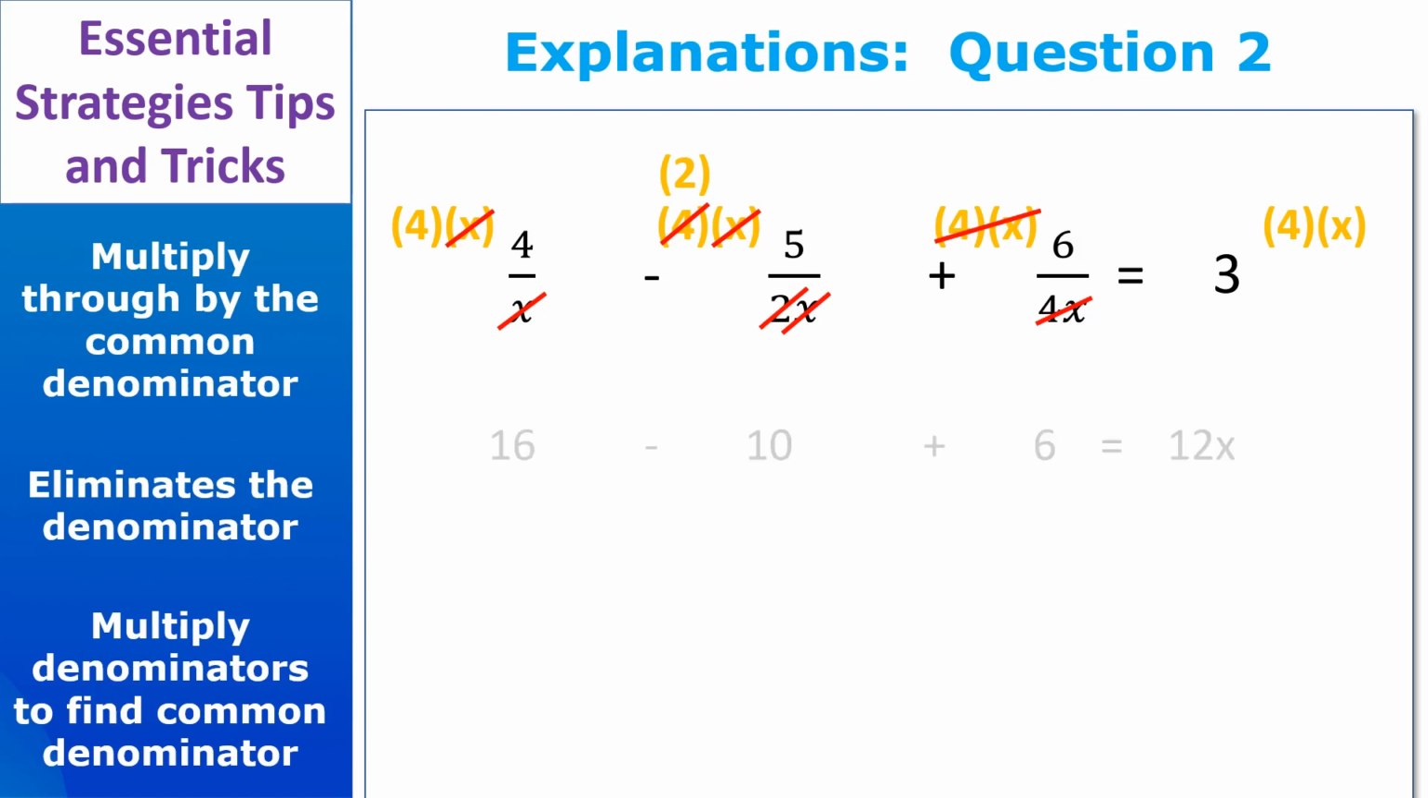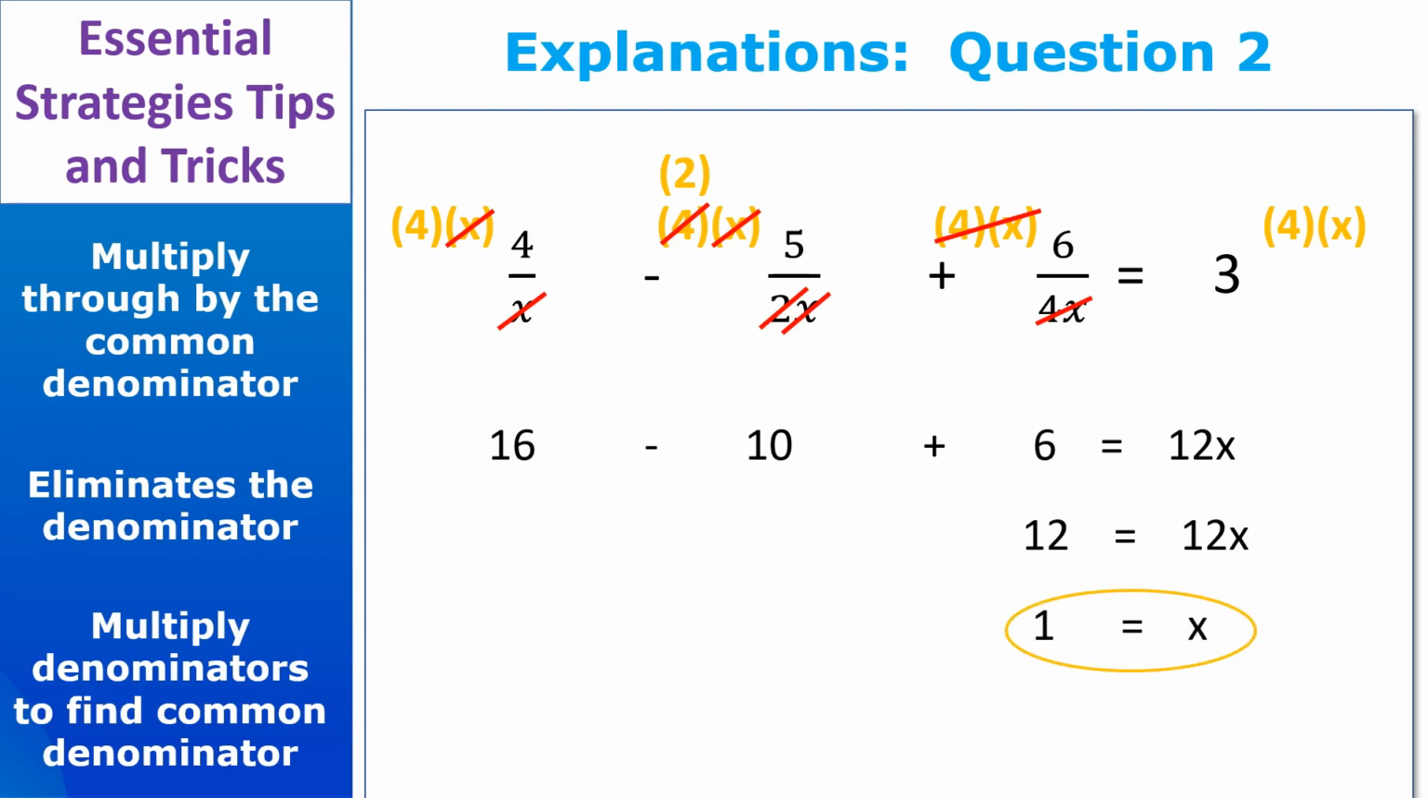Now this becomes pretty easy. 4 times 4 is 16, minus 2 times 5 is 10, plus 6, because we had 6 left over on the third term, equals 12x. Notice we don't have a denominator in sight, so solving this is a breeze. We get 12 equals 12x, x equals 1.